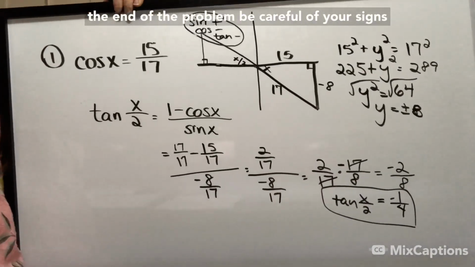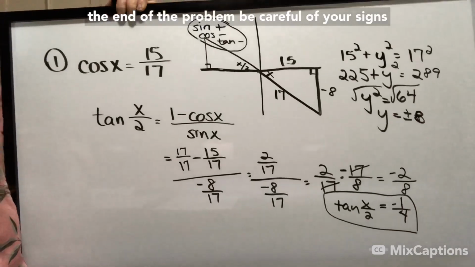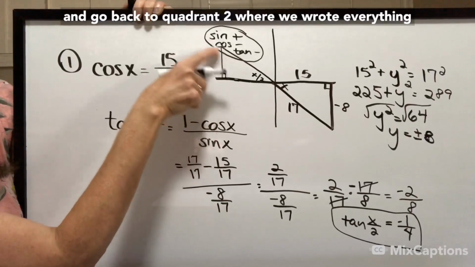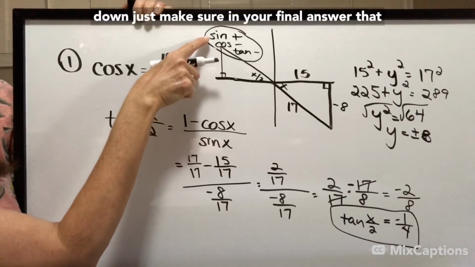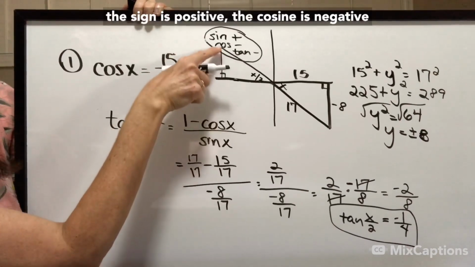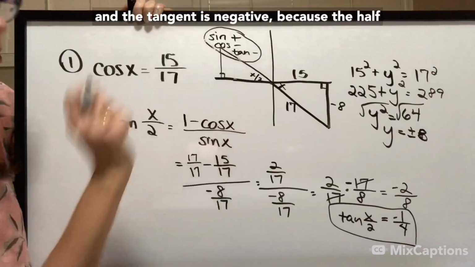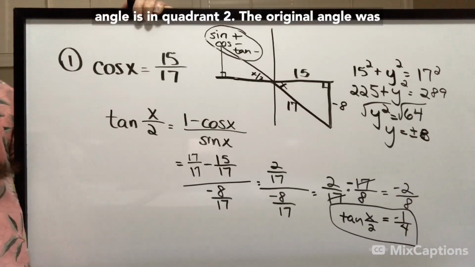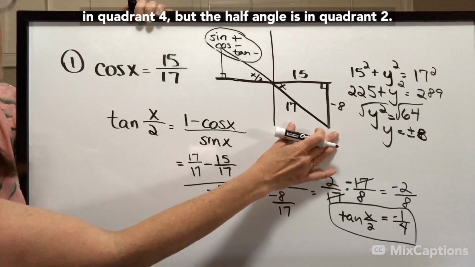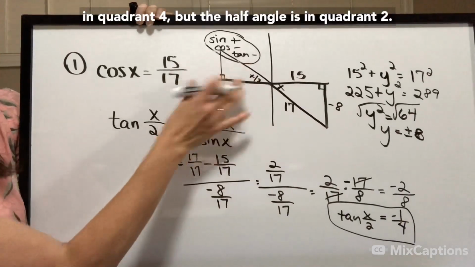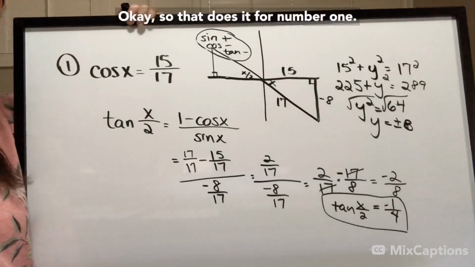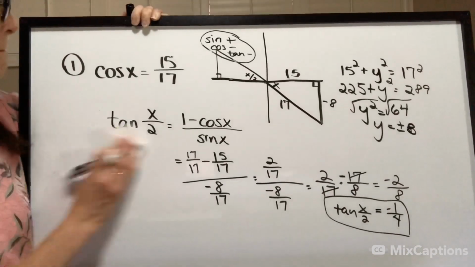So when you get to the end of the problem, be careful of your signs and go back to quadrant 2 where we wrote everything down. Just make sure in your final answer that the sine is positive, the cosine is negative, and the tangent is negative, because the half angle is in quadrant 2. The original angle was in quadrant 4, but the half angle is in quadrant 2. Okay, so that does it for number 1.